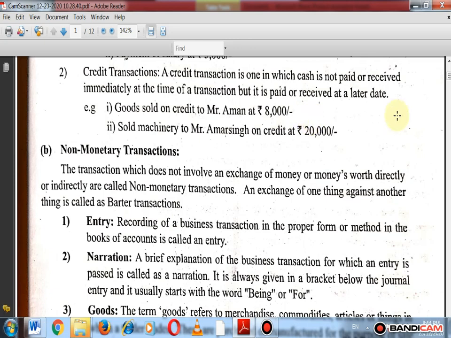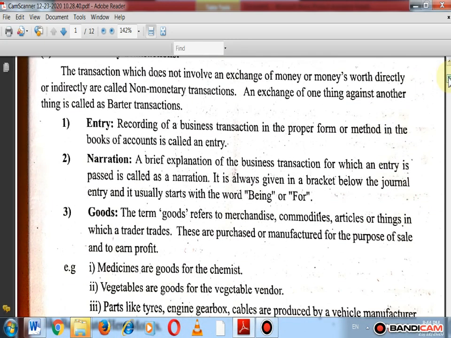Here, entry means recording of business transactions in the proper form or method in the books of accounts, and it is called an entry. So a business transaction recorded properly in the books of account is called an entry.